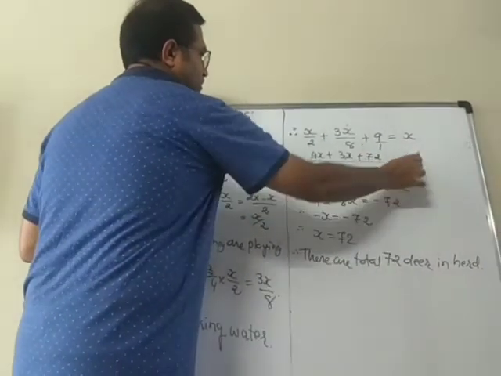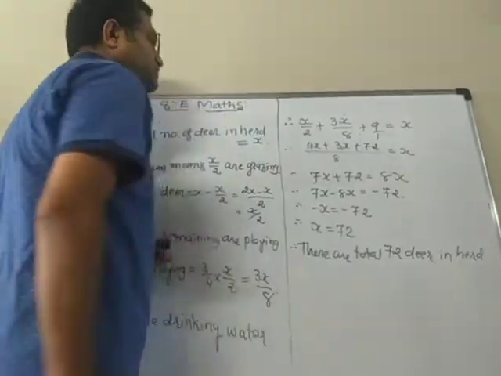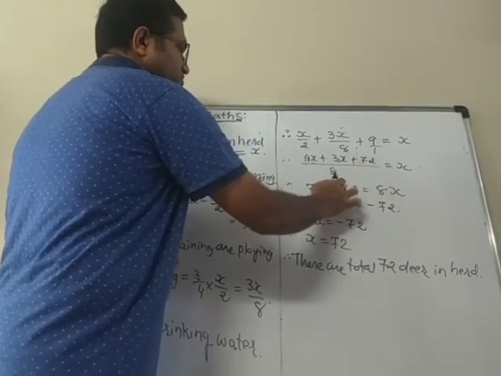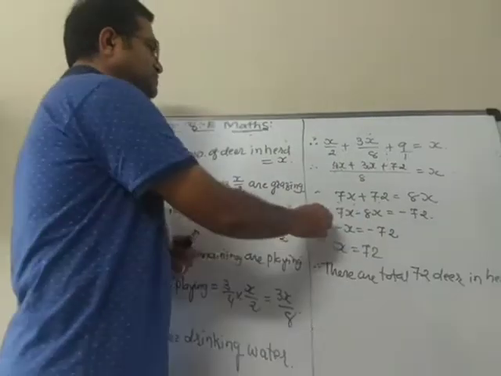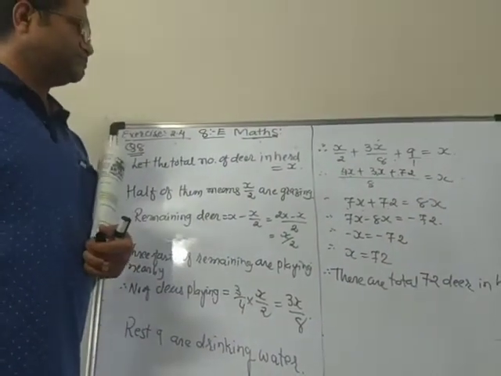Now this 8 has gone to the right side, so it will be in the multiplication. So 7X plus 72 is equal to 8X. We bring 8X this side, so it will be minus. 72 will go on that side, becomes negative. So 7X minus 8X is equal to minus 72.